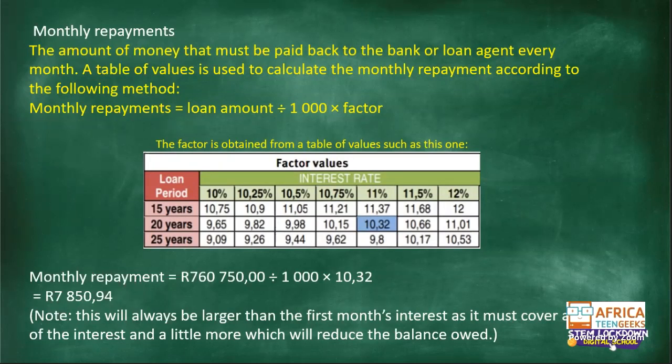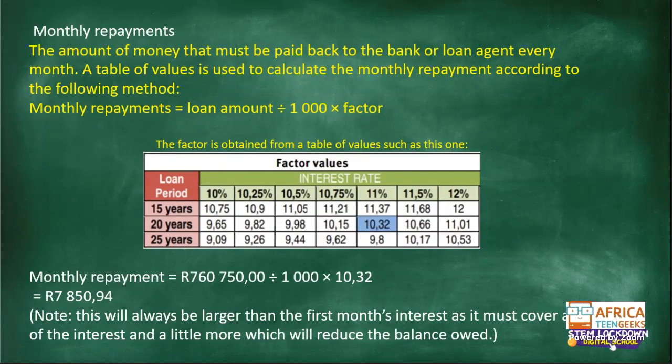For instance, you can see there's a formula here for monthly repayments, and this is given: you take the loan amount, you divide that by 1,000, times the loan factor or the factor value. So that's how you find your monthly payments. You take the entire amount and divide that by 1,000, which is multiplied by the loan factor.